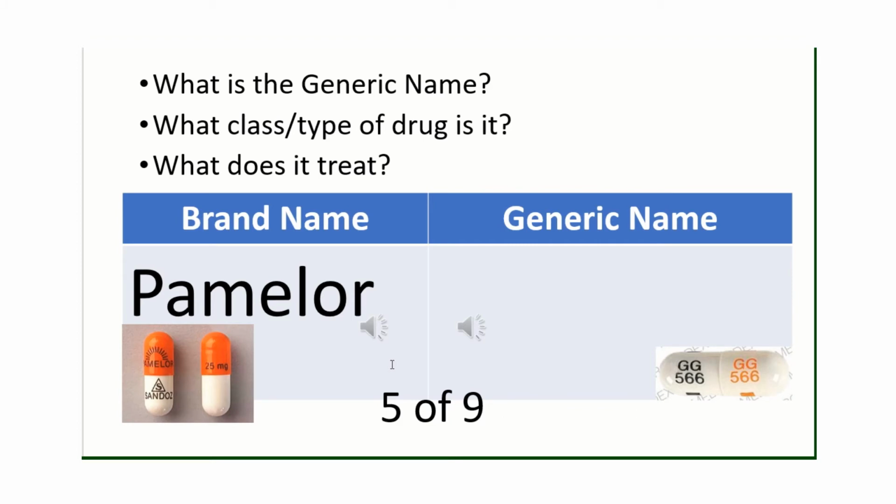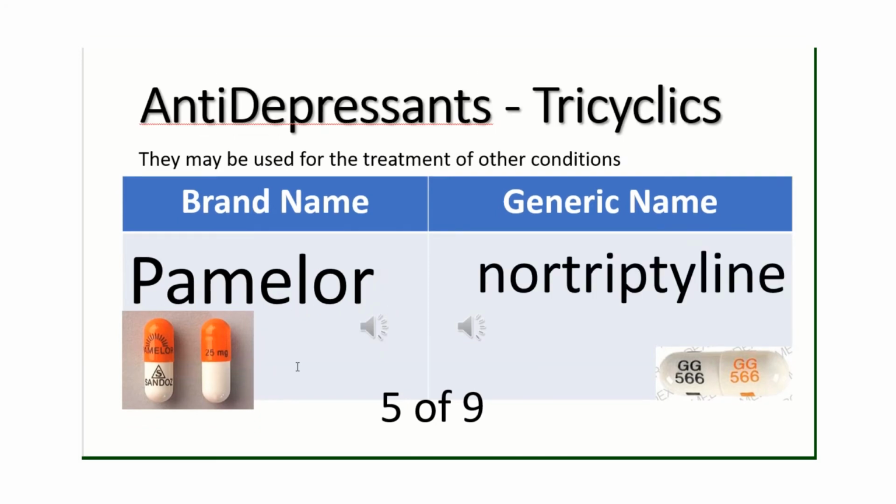What is the generic name for Pamelor? What type of drug is Pamelor? What does Pamelor treat? The generic name for Pamelor is nortriptyline. Pamelor and nortriptyline are tricyclic antidepressants. They may be used for the treatment of other conditions.